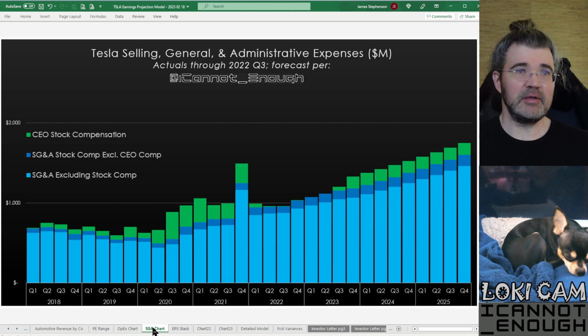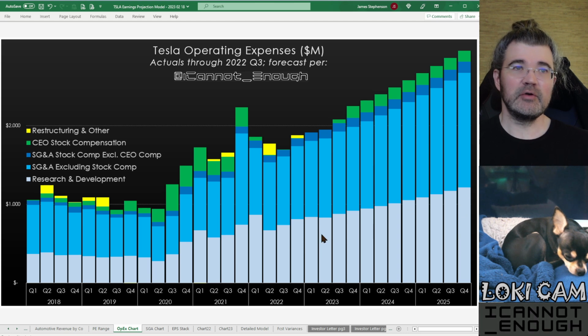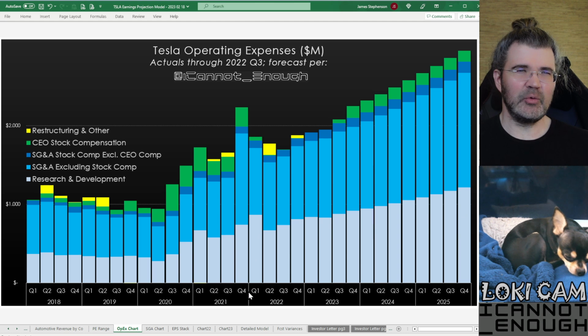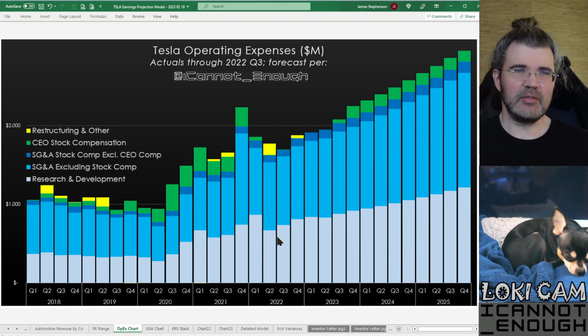And the next chart that I have here is showing just the SG&A piece. What's the difference between these? They're the same scale. This one has restructuring and other in yellow on it, and it also has this light blue section at the bottom for research and development expenses. So there was this really high quarter, Q1 of 2022, for research and development. And apart from that, those costs have been more under control since. But I expect those to grow as time goes on, as well as the SG&A and the SG&A stock comp.